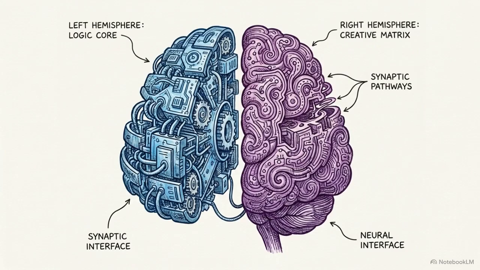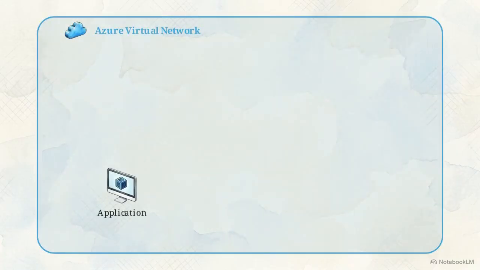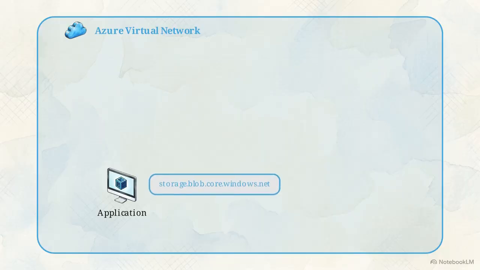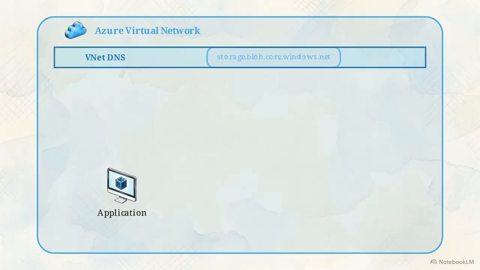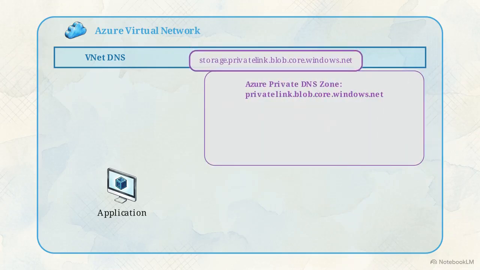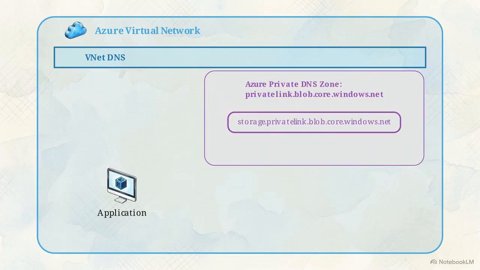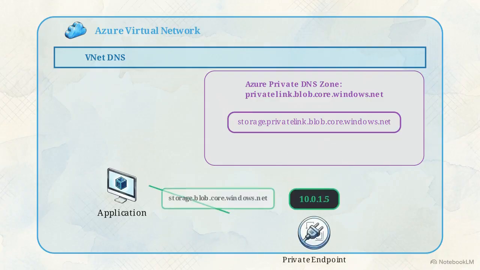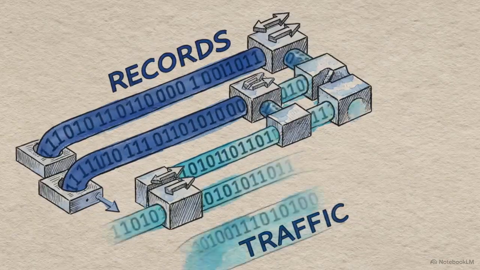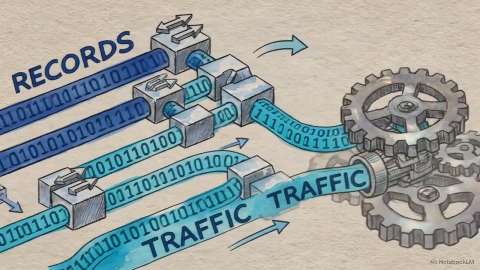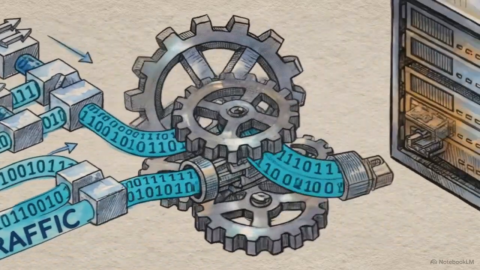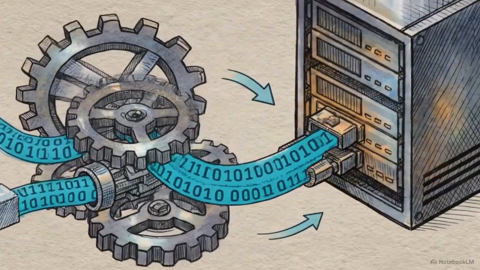Solving this requires split-brain DNS manipulation, managed through Azure Private DNS integration. When an application queries the public name, the VNet DNS redirects the request to a hidden private link alias. That alias queries the Azure Private DNS zone linked to your virtual network, which outputs the internal private endpoint IP address. The secure connection is successfully established. Securing PaaS access in Azure combines private IP routing with a mandatory, intricate layer of precise DNS orchestration.